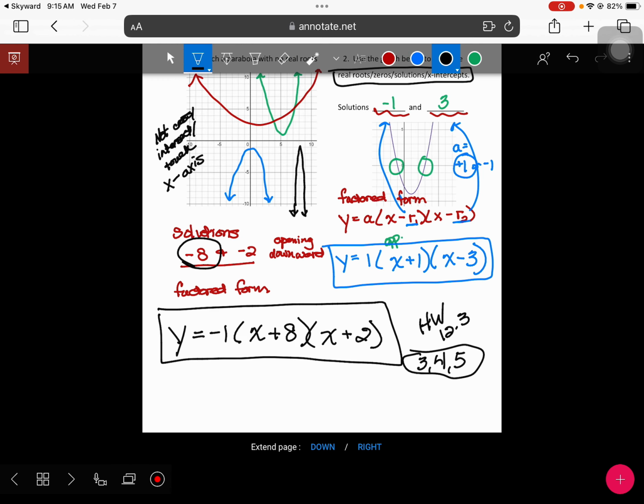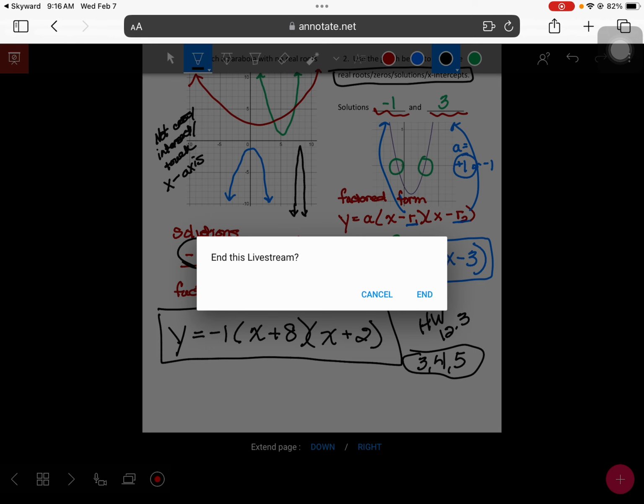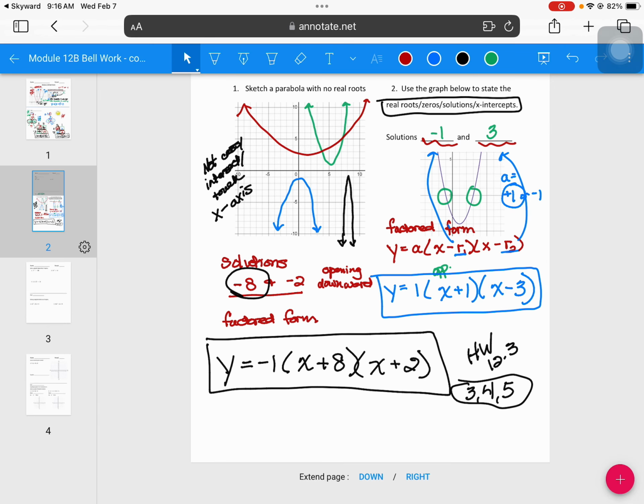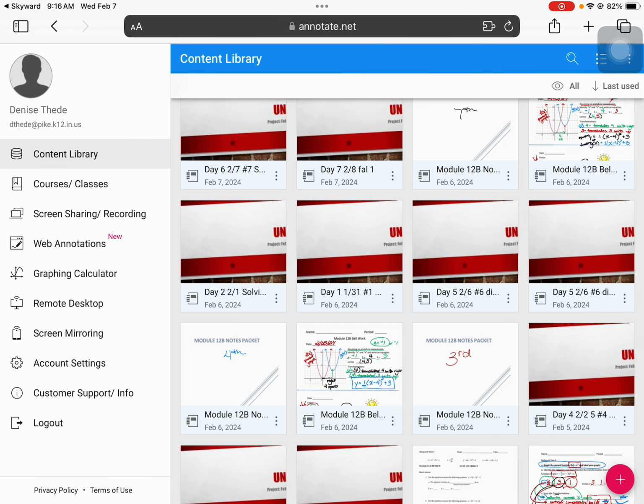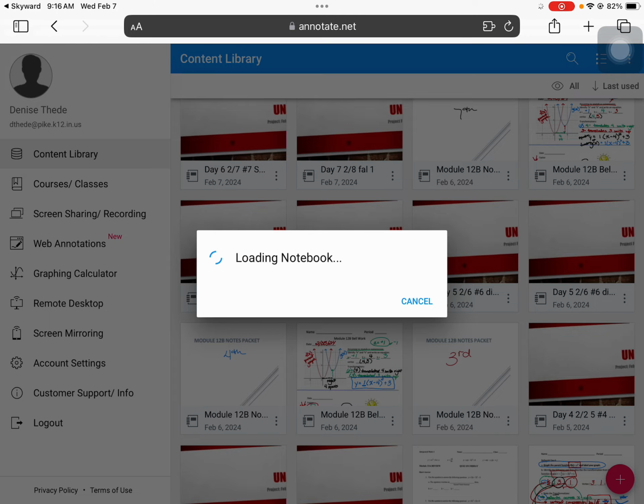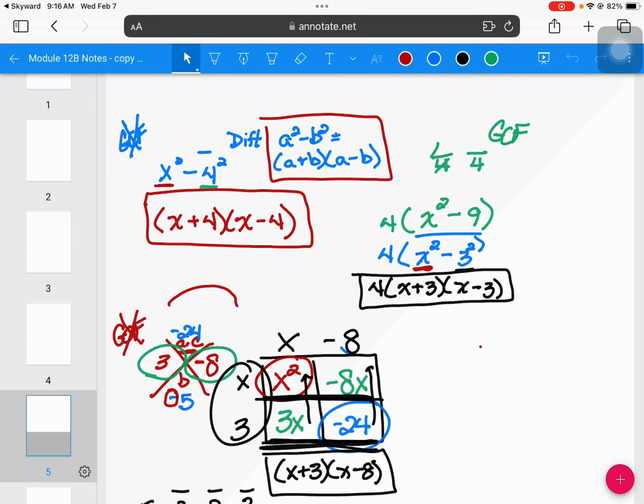All right. Now let's take out your notes. Take out your notes. That's the white part. White, what do you call that? Packet.